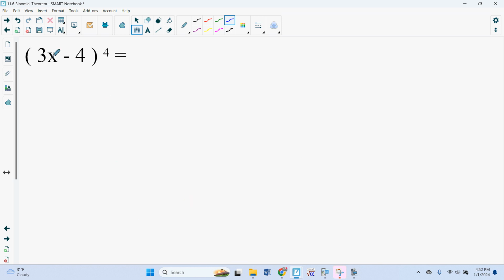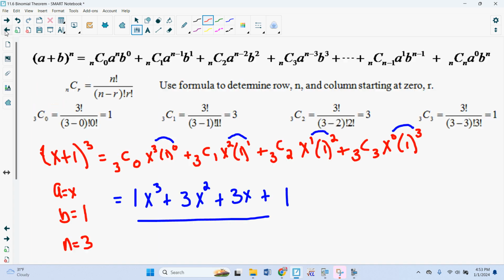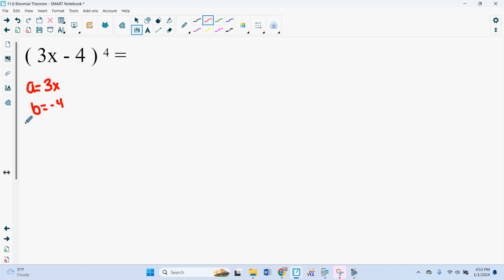So let's look at an example. 3x minus 4 to the 4th. My A is 3x. My B is negative 4. Notice our formula is always plus. And my n is 4. So I need to figure out, just kind of do all of them at once here.